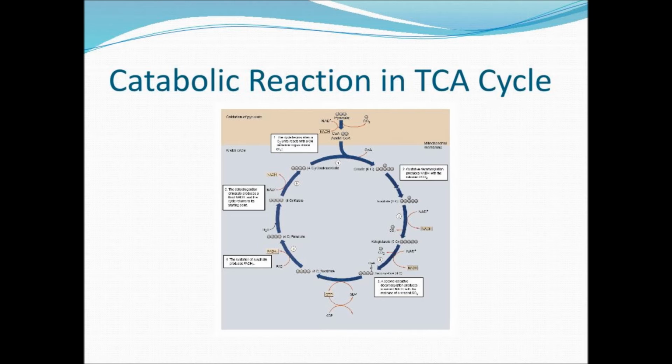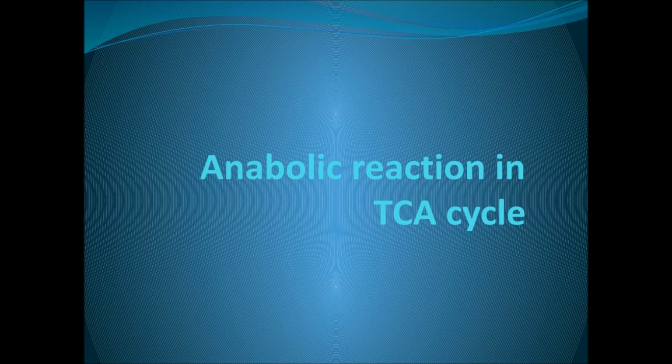Finally, the oxidation of succinate produces FADH2, which in the end accumulates all the end products. They have 3 NADH, 2 carbon dioxide, 1 energy in the form of GTP, and 1 FADH2. Next, I will proceed to the anabolic role of the TCA cycle, which is gluconeogenesis.